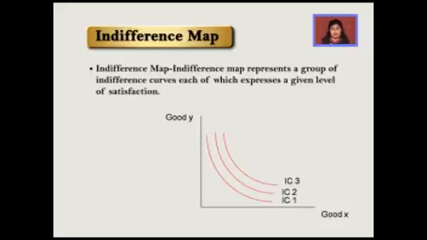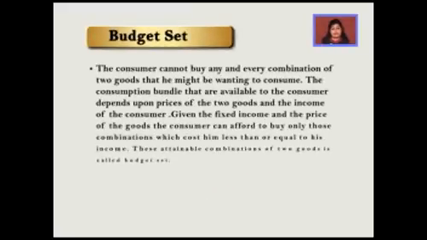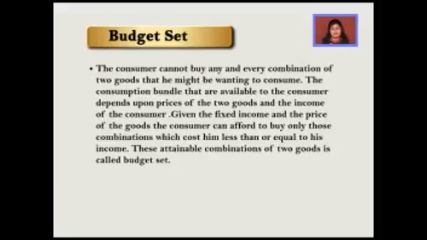But another very important thing before we can achieve consumer equilibrium is to know about our budget. So, we all know that we cannot buy any and every combination of two goods that we might want to consume. We can only buy those goods which are available to us considering our income and prices of the goods. So given the income fixed and the prices of the goods also constant, we can only buy the goods which are within our range or within our budget. And this forms our budget set.